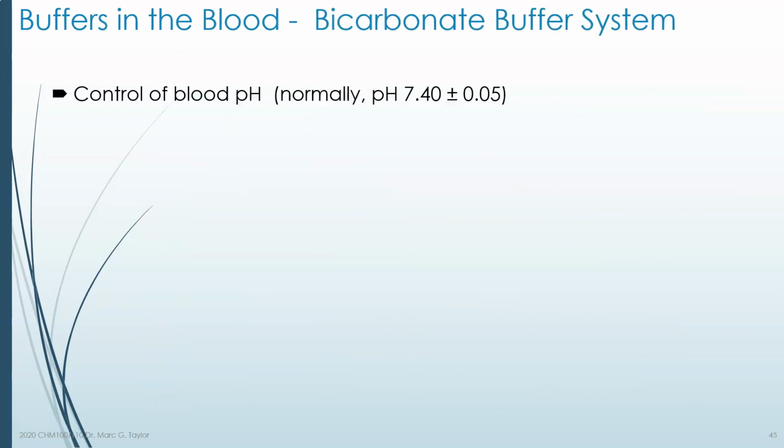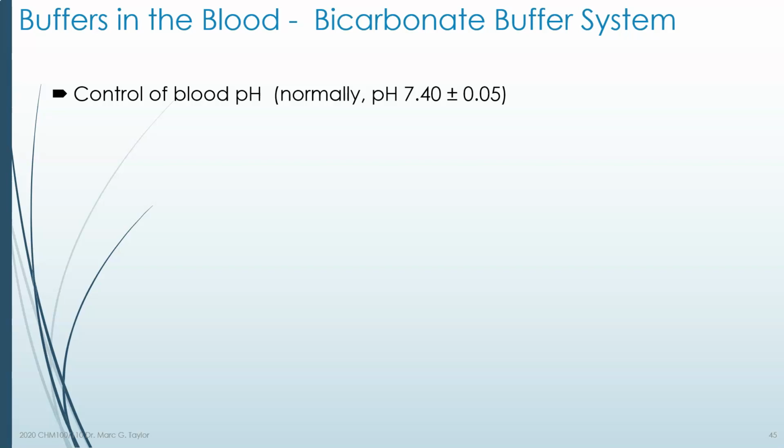So let's talk about the buffers that are important in your own body. Your blood has a very specific pH, pH 7.40, and it only varies by about 0.05 pH units, either up or down. So everybody's blood that's healthy has pH between 7.35 and 7.45. If you go outside of that range, you actually become quite sick and will most likely die if you're in extended periods outside of that range. So your body has to maintain the pH in your blood very carefully, at a very narrow range.